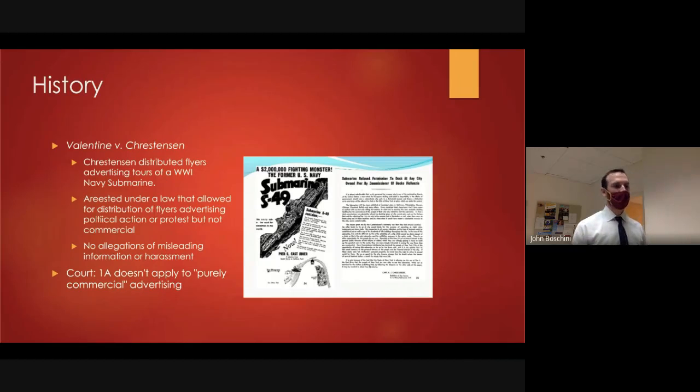But the court said, actually, commercial speech is like obscenity. Commercial speech is like incitement. Commercial speech is like fighting words. It is not protected speech. And therefore, the government has a wide range, they can regulate it pretty widely.